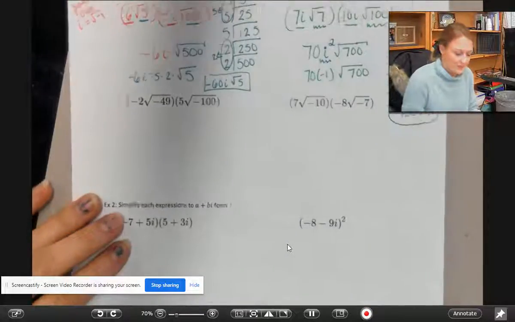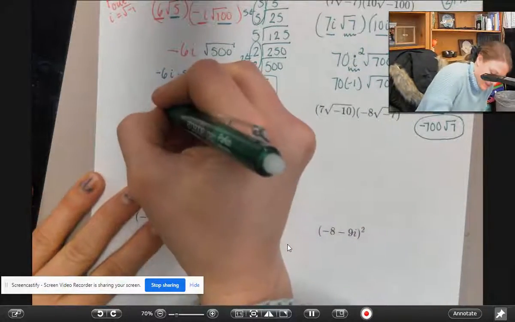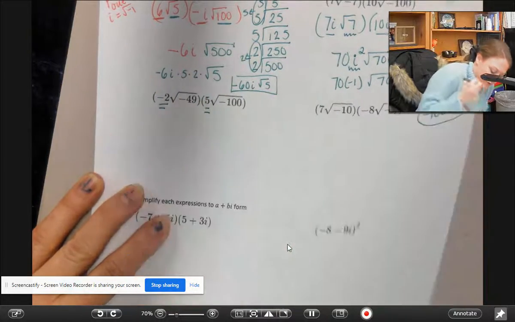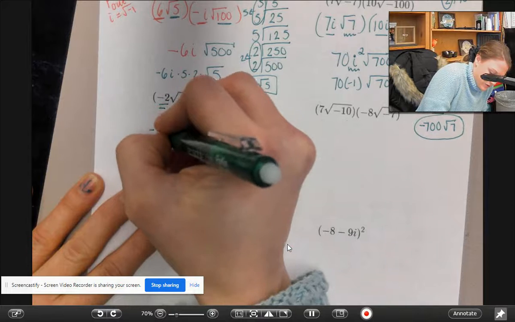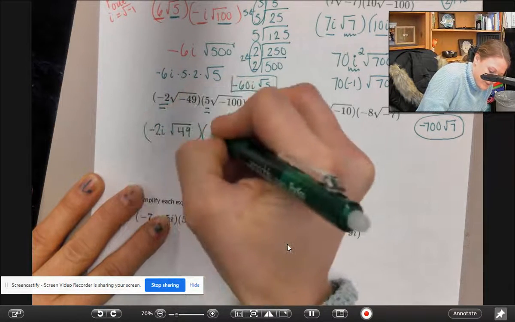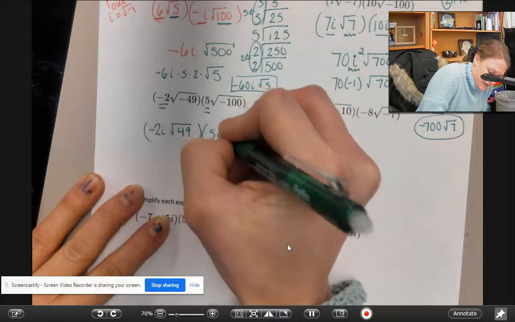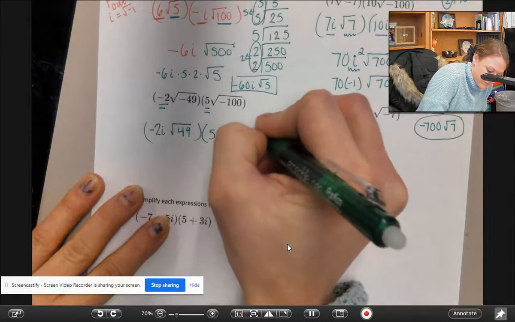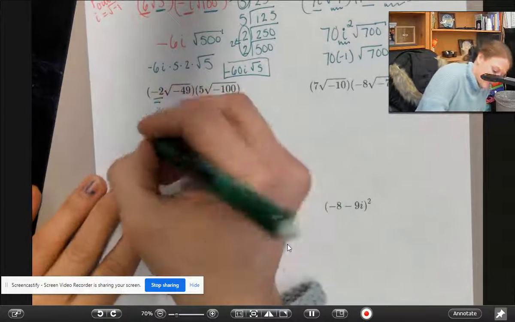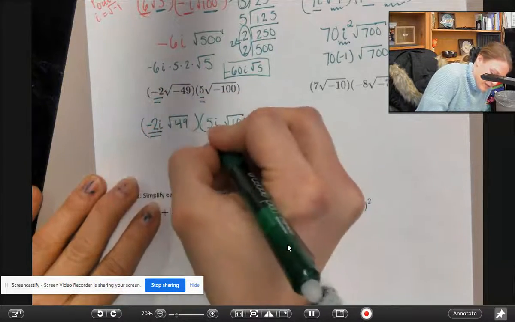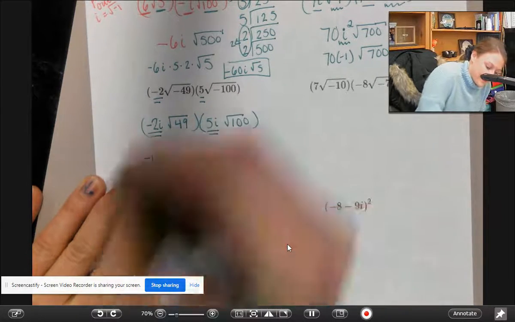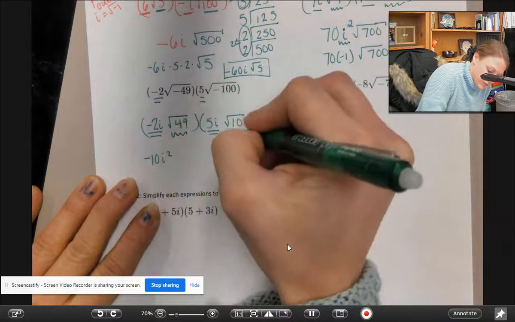All right, let's try the next one. All right, so we're going to pull out the i's first. So we have negative 2i root 49 times a 5i root 100. So the i's are out. Now let's multiply. So negative 2i times 5i is going to be negative 10i squared. A root 49 times a root 100.